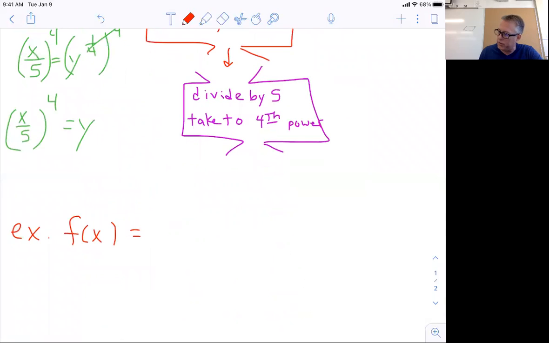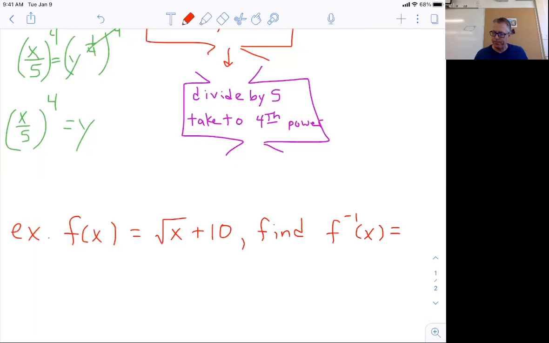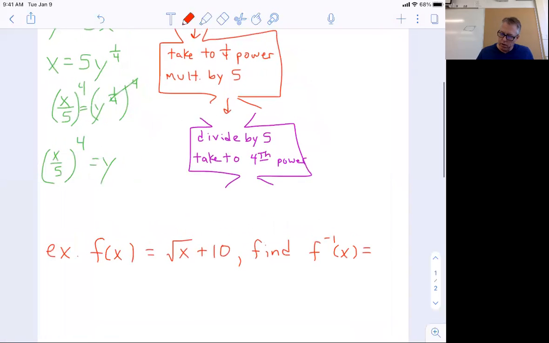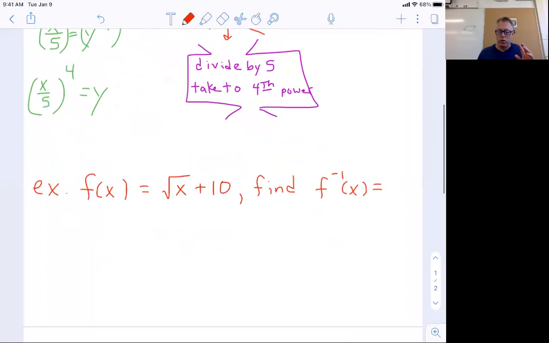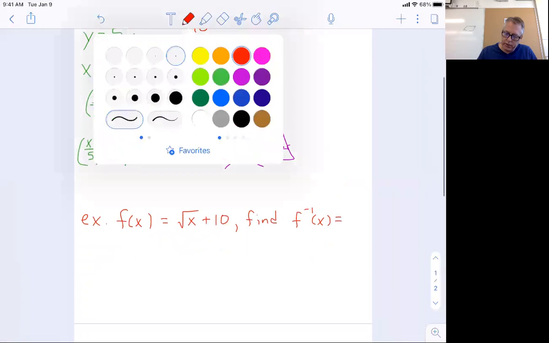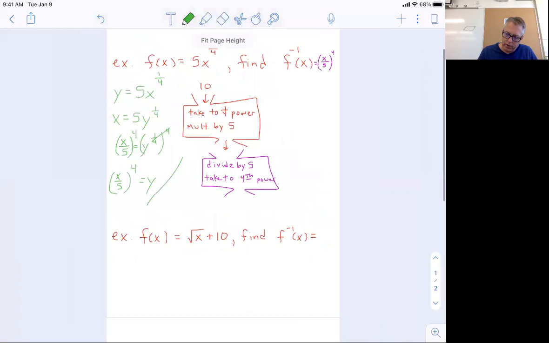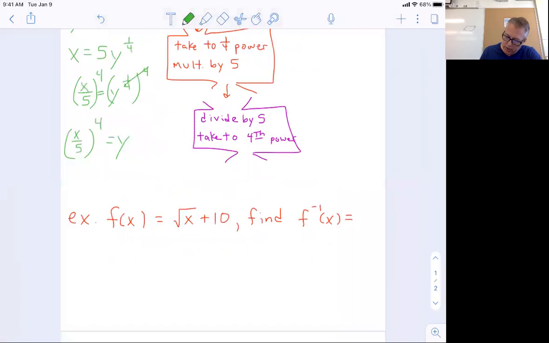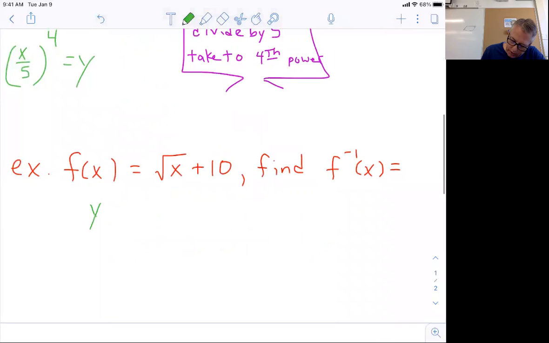let's say our function, and this time is the square root of x plus 10. Okay, and we want to find its inverse, f inverse of x. All right. So because I just did this green method here, I'll do that one first, okay? But we get the same answer no matter what. So I'm going to write this as y equals the square root of x plus 10.